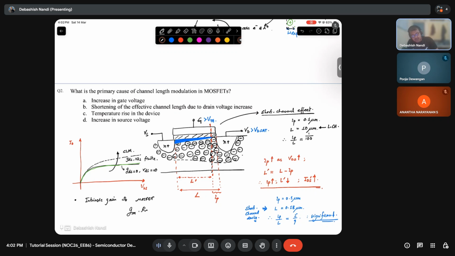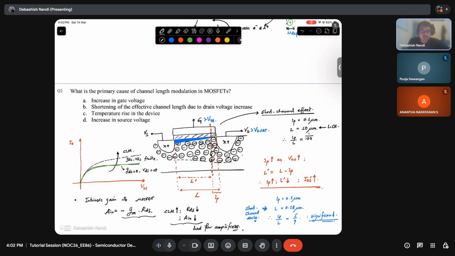GM times RDS, minus GM times RDS. You remember, your RD comes in parallel with RDS. Now, if you do not connect any RD, that means it is open circuited, so only RDS is remaining. So as your CLM increases, RDS decreases, and the intrinsic gain of the MOSFET decreases, which is bad for amplifiers. This we have discussed.